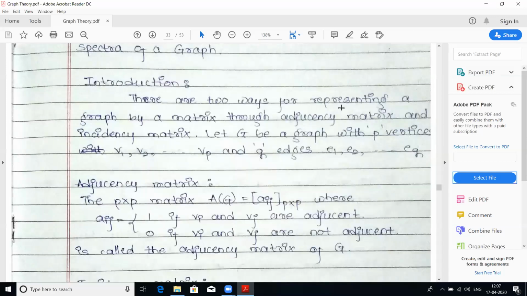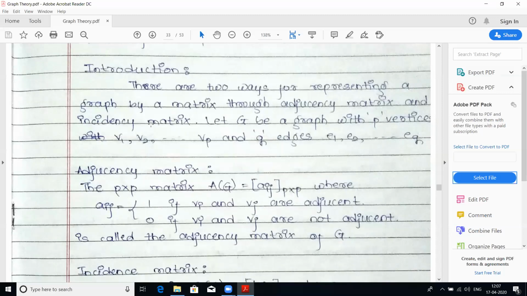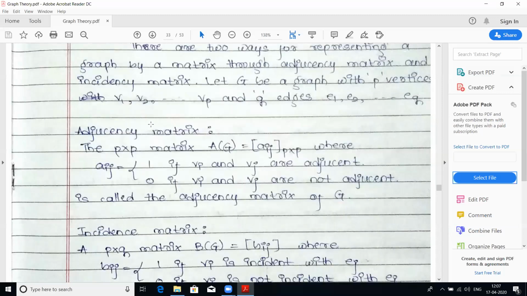There are two ways of representing a graph by a matrix, through the adjacency matrix and the incidence matrix. In a graph, two types of matrix will come. One is the adjacency matrix, another is the incidence matrix. The adjacency and incidence we studied. Two vertices are adjacent if they are joined by an edge. Two edges are adjacent if they are incident with a common point. One edge and one vertex are incident if they meet at that point. That is what we studied as adjacency and incidence.